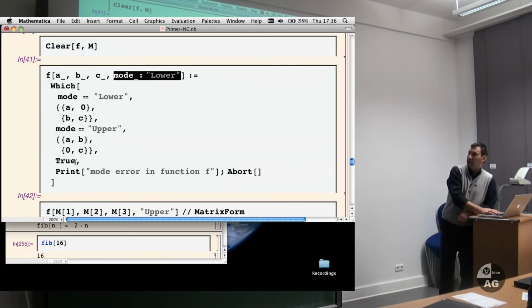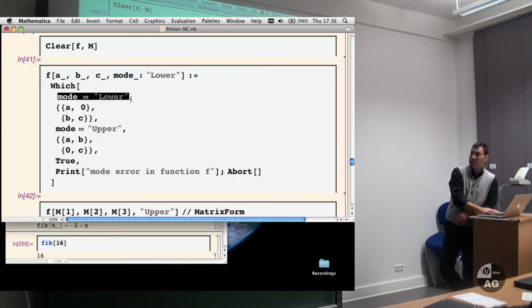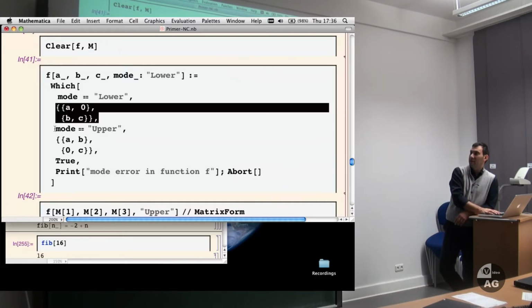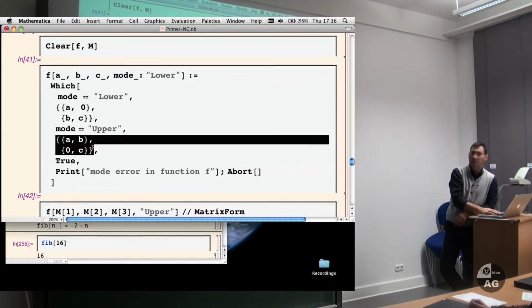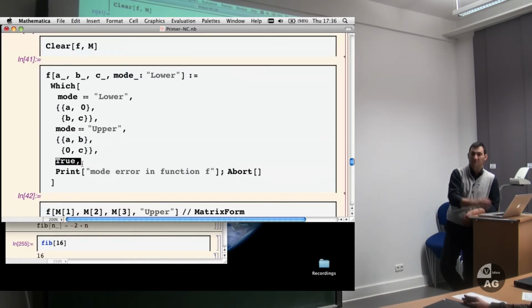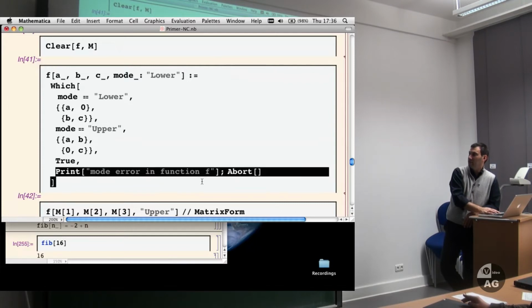And anything else, notice true, which works. I have a test. If it's satisfied, then this is returned. Then I have another test. If it's not satisfied, and if it's satisfied, this is returned, and so on until some test is satisfied. True is the final guard, so that you know that this will be satisfied no matter what. And then I say, oh, okay, you have passed a mode that is unknown.